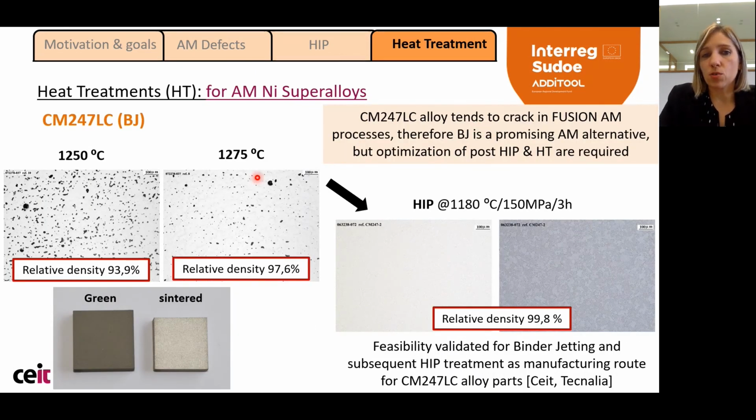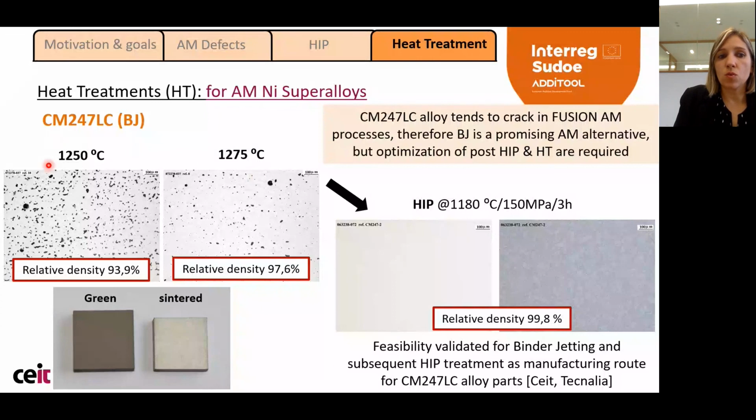There are other nickel-based superalloys that we say are not the best option for fusion-based additive manufacturing. One of them is CM247. Those superalloys tend to crack if we use, for instance, LPBF systems or LMD with fusion. So therefore, binder jetting in this case is a promising AM technology.